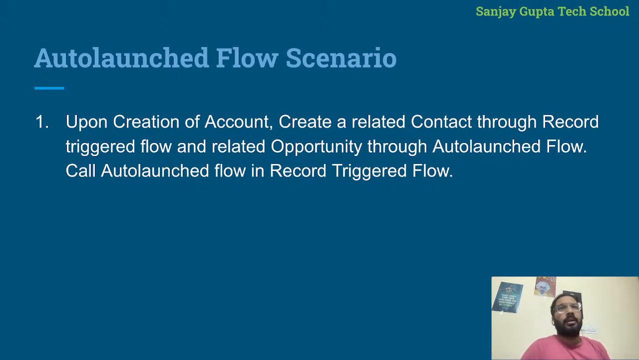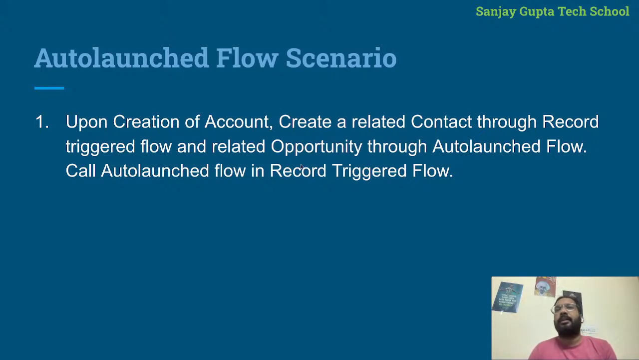If you read this scenario, it says upon creation of an account, we need to create a related contact through record triggered flow and a related opportunity through auto launch flow. But you already know auto launch flow cannot be executed or initiated automatically. We need to call it through some other feature. So we will be calling that auto launch flow through record triggered flow, right? So it will be called as a subflow.